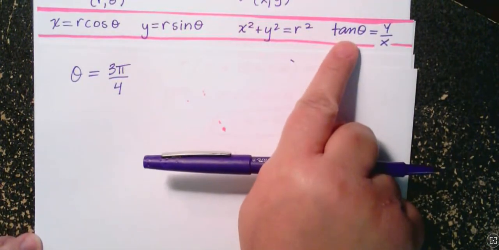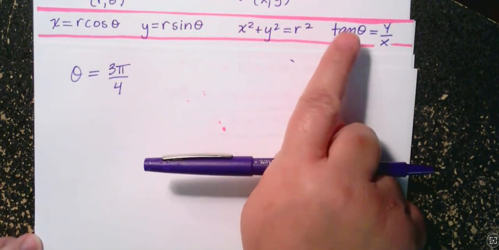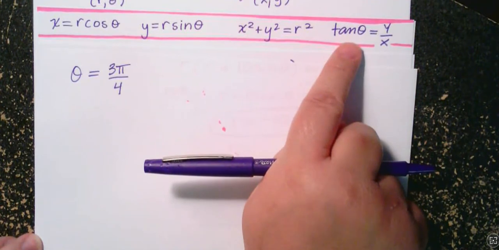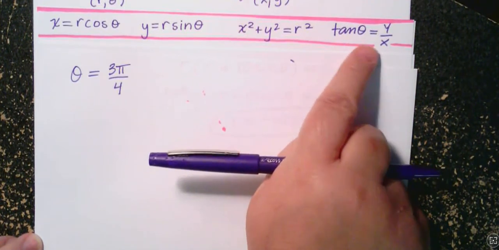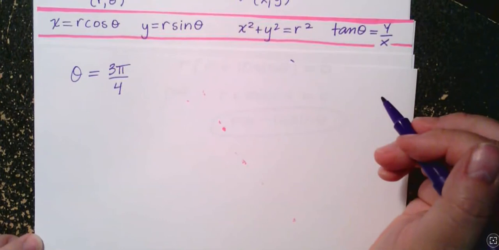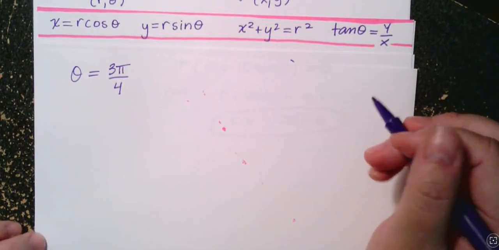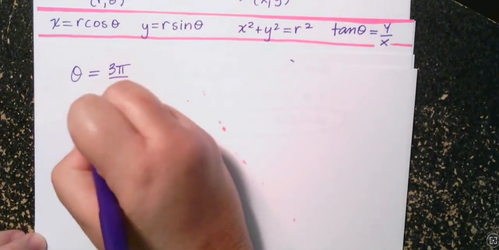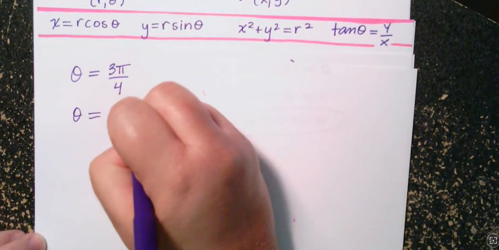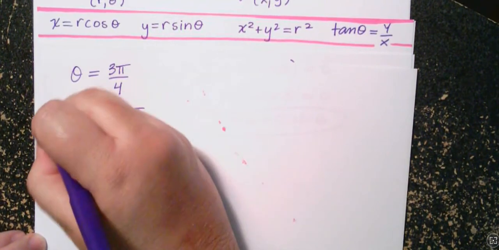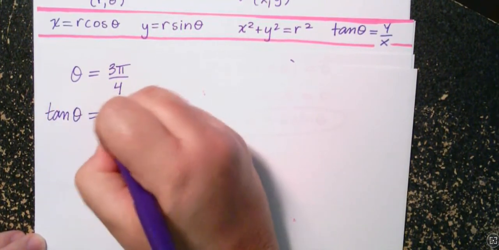The one we're going to use is the one that has tangent theta equals y over x. So here's how we do that with this. This is kind of a little bit interesting. We take that theta equals whatever theta equals, and then we put a tan in front on both sides.